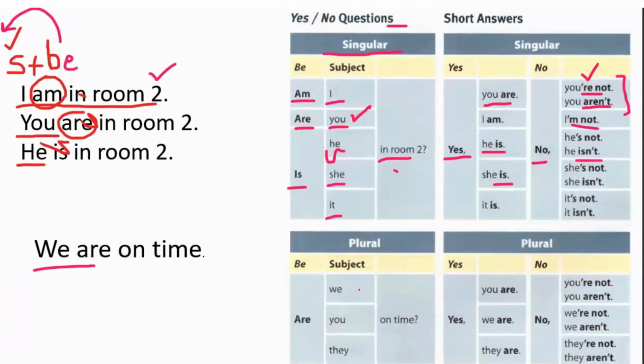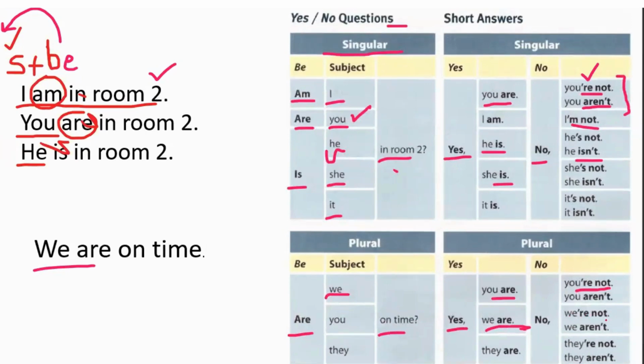What if the subject is plural? How do we form the questions? The same rule: the form of be will come first, and then the subject. Are we on time? Yes, you are. No, you're not, or you aren't. Are you on time? Yes, we are. In response, we are using we because you is plural here. You is referring to more than one person.